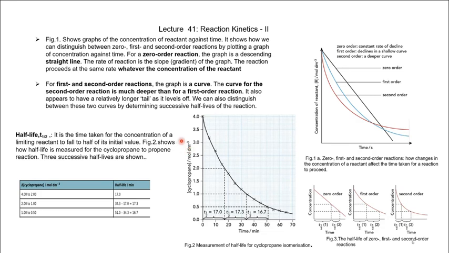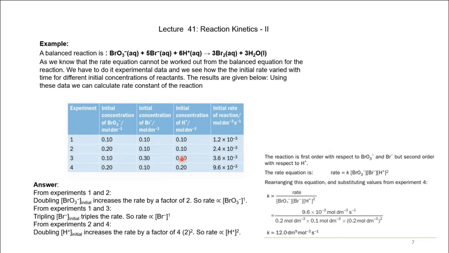Okay, and then we go for an example. What we have is a balanced reaction. You see, bromate ion and bromide ion in acidic media give us bromine and water. From a balanced equation we cannot say anything about rate, but from experimental data, the initial rate varying with different initial reactant concentrations, we can calculate the rate constant of this reaction.